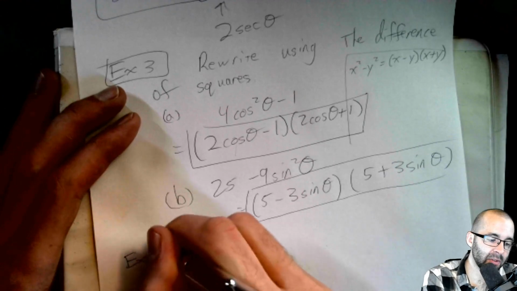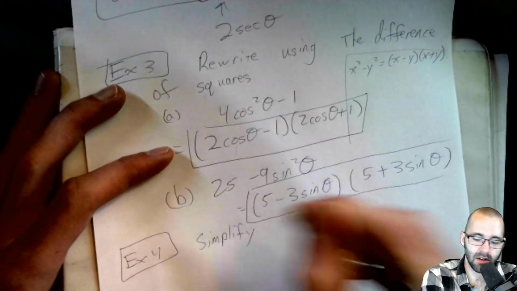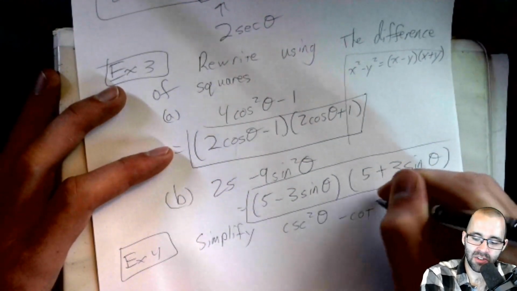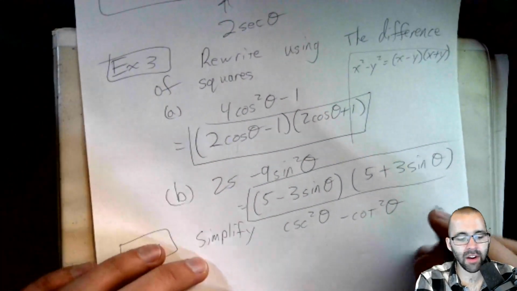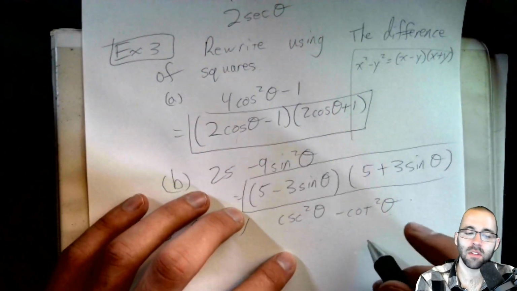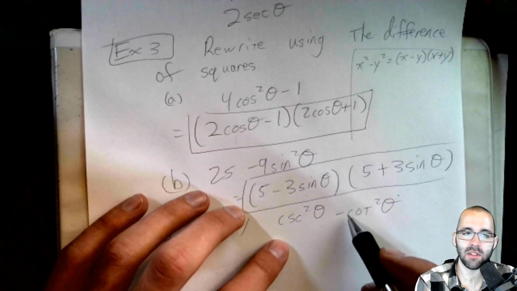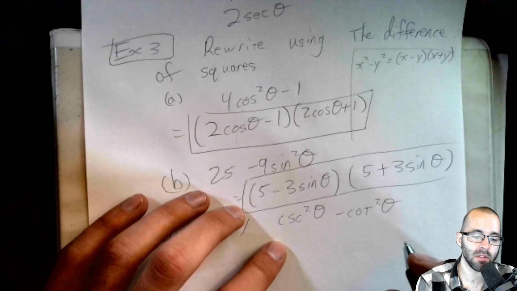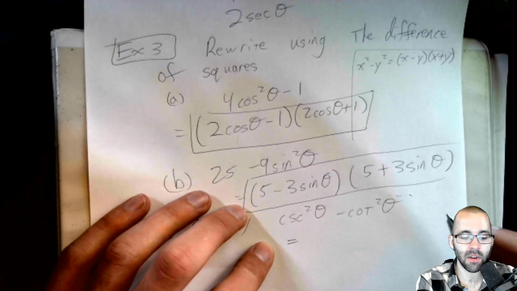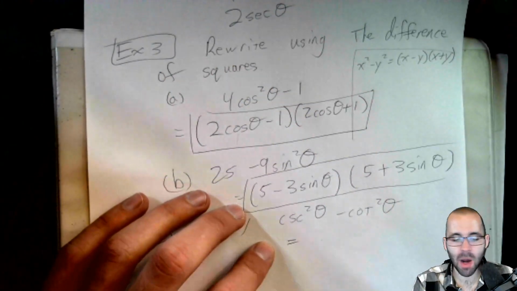So let's move on to example 4. Simplify cosecant squared of theta minus cotangent squared of theta. And again, just like before, there's a lot of different ways to do this. One way would be to put it in terms of sines and cosines and combine the fractions. Another way is to use a trig identity. I'm sure there's even more ways of doing it, but these are the two ways that pop into my mind.